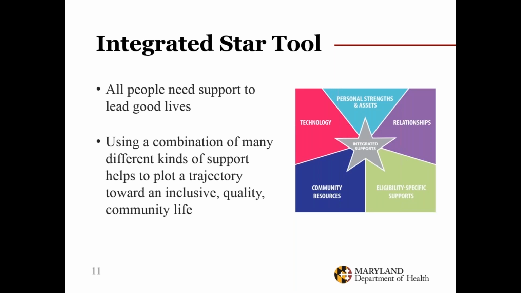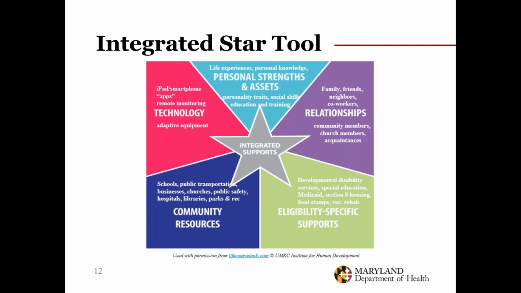All people need support to live good lives. Using a combination of many different kinds of support helps to plot a trajectory towards an inclusive, quality community life. The integrated star is used in the SSP tool and will help to ensure that you assess areas of support that the person has in each of the categories, which include technology.